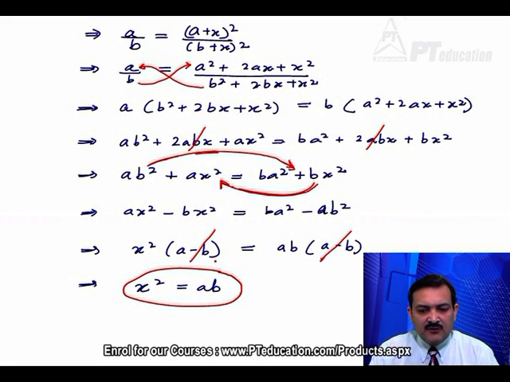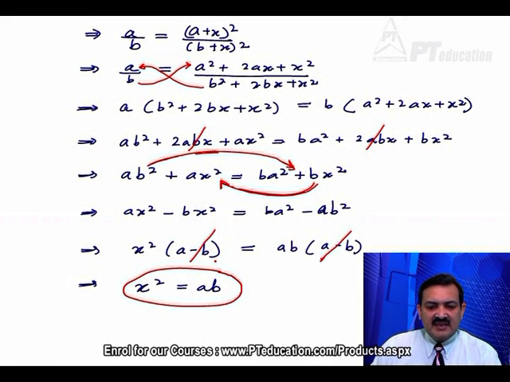So in the next step, this simplifies to a by b is equal to a square plus 2ax plus x square divided by b square plus 2bx plus x square. Simple formula of a plus x whole square and b plus x whole square. Cross multiply. As you can see with the red marks I have indicated, how we have cross multiplied. The denominator b square plus 2bx plus x square goes up and b goes up to the RHS, and you get a times b square plus 2bx plus x square is equal to b times a square plus 2ax plus x square.